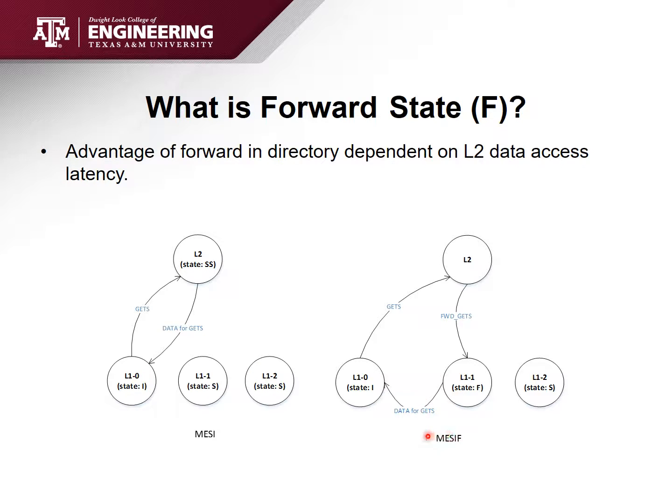Whereas in MESIF, one of the sharers will be in the forward state F, and this request will be serviced by the forwarder. Therefore, the requester will issue a GetS request to L2, and L2 will intimate the forwarder to transfer the data directly to the requester. We implemented this forward GetS coherence request, which initiates the transfer of data from the forwarder to the requester. This reduces the response time greatly.